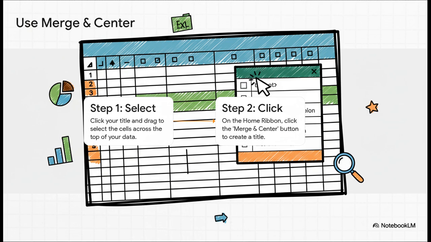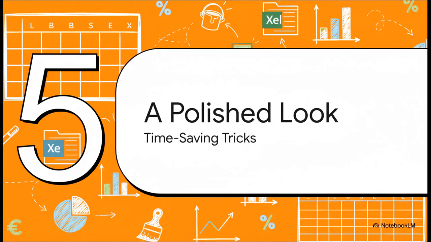Okay, so for our movie inventory, let's make a nice clean title. We can use this great tool called Merge and Center. All you do is click on your title, then drag to select all the empty cells above your data. Then, up on that home ribbon, you just click one button, Merge and Center. And just like that, it's like Excel knocks down the walls between those cells, turns them into one big cell, and pops your title right in the middle. So clean.